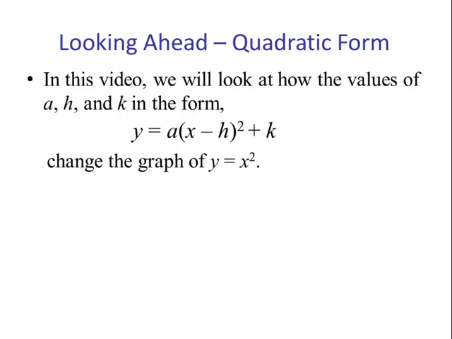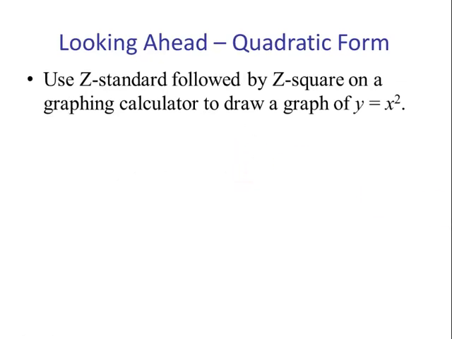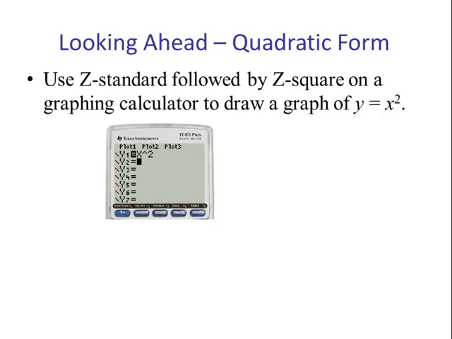Looking Ahead, Quadratic Form. In this video, we will look at how the values of a, h, and k in the form y equals a times the quantity x minus h squared plus k will change the graph of y equals x squared. We first will begin by using what's called the ZSquare on the graphing calculator. The graph y equals x squared. So we type in x squared in y1.